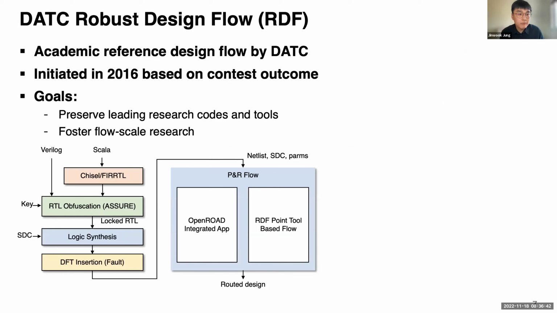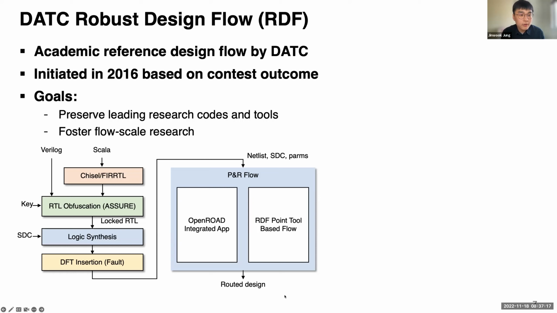The academic reference design flow created by IEEE at DATC is called the DATC Robust Design Flow, RDF for short. It was initiated in 2016 based on the winning tools from previous CAD contests like the ICCAD contest or the ISPD contest. With this RDF development, we want to preserve the leading research codes and tools in archived shape, and we also want to foster flow scale research by composing the flow around those research outcomes.